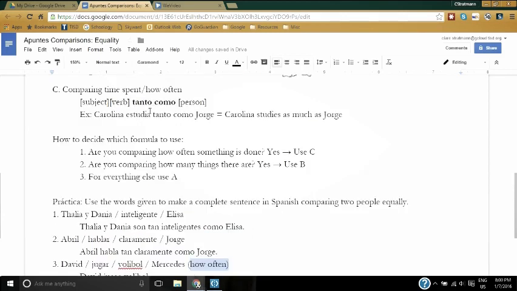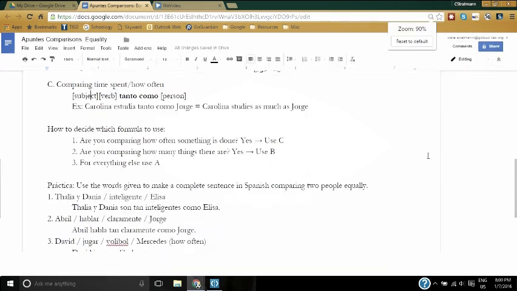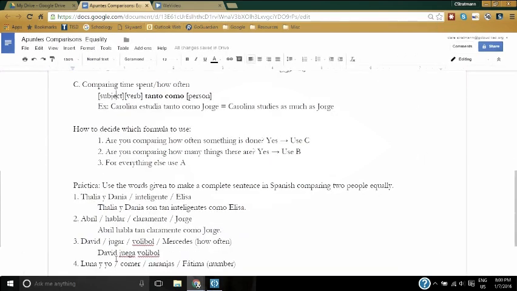So let's look at C. So we got our subject and verb. I'm going to zoom out a little. Subject and verb, awesome. Then we need the phrase tanto como. Tanto como. And then we just need the other person. Mercedes. Done. Super easy. By the way, Mercedes is a name. It's not just a car. And it's typically a girl's name.